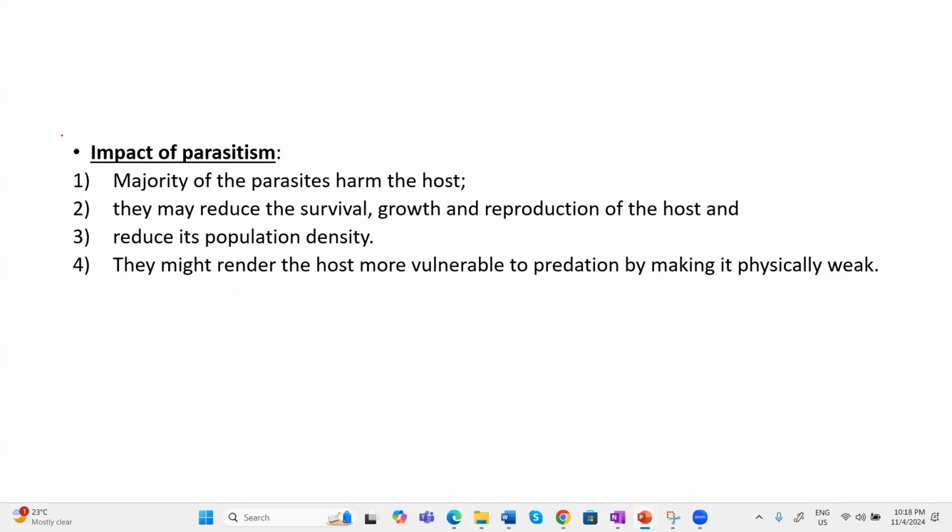Now, what is the impact of parasitism? First of all, the majority of parasites will harm the host. They will reduce the survival, growth and reproduction of the host. They will reduce their potential density also. And they will make the host more vulnerable to predation by making it physically weak.